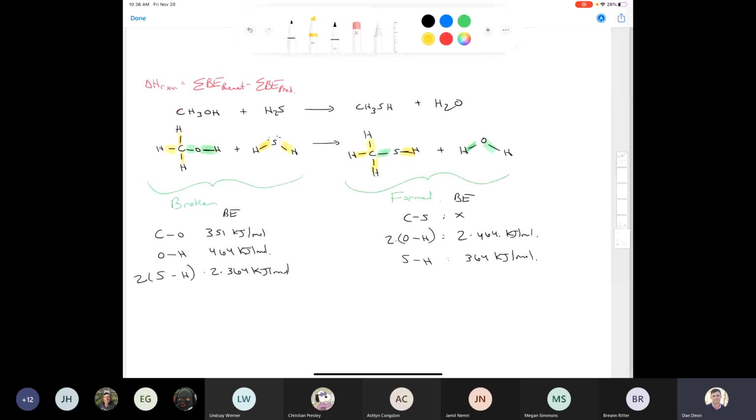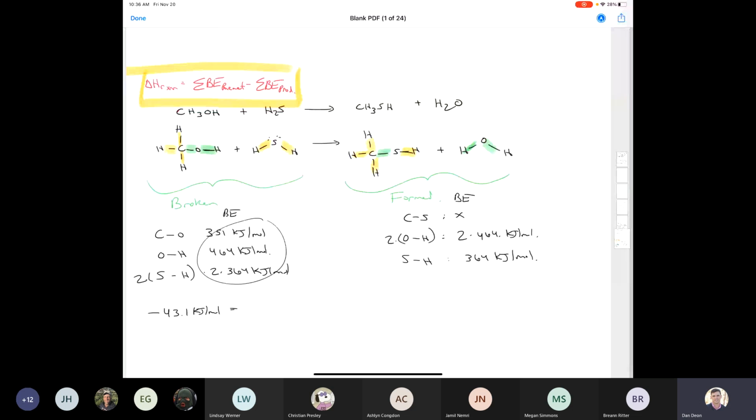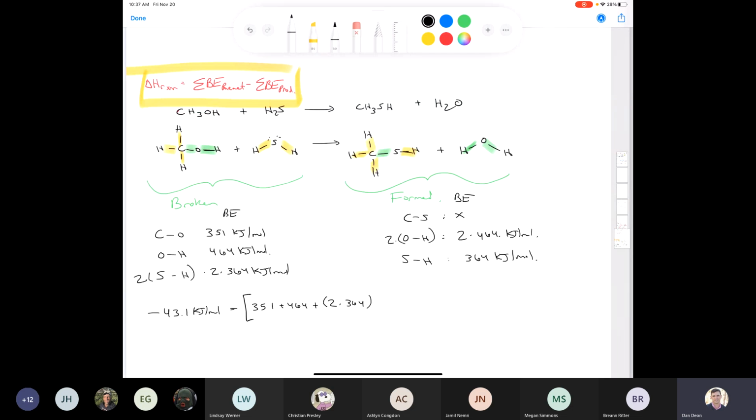So if I want to use this formula right here, I'm going to say that the delta H of my reaction, which was given to me, is negative 43.1 kilojoules per mole, is equal to the sum of the bonds broken, which is all these ones right here: 351 plus 464 plus 2 times 364. I'll leave the units out because I'm going to put them in at the end. Subtract X plus 2 times 464 plus 364. And all of this is in kilojoules per mole.